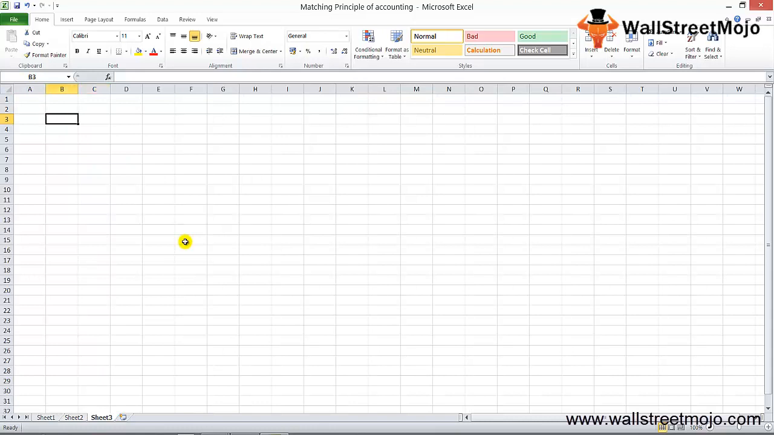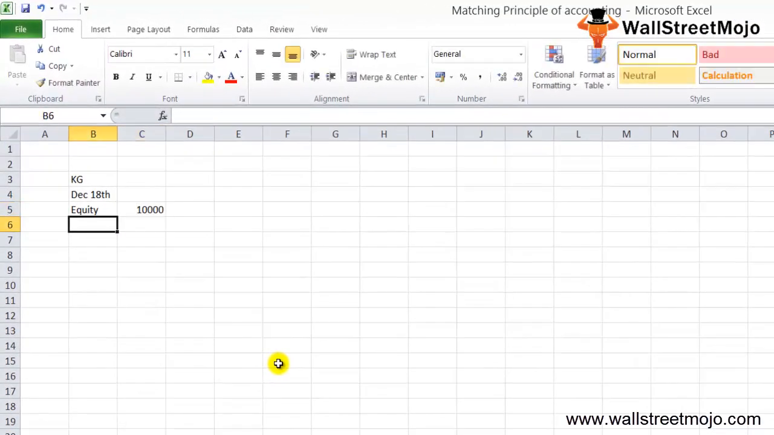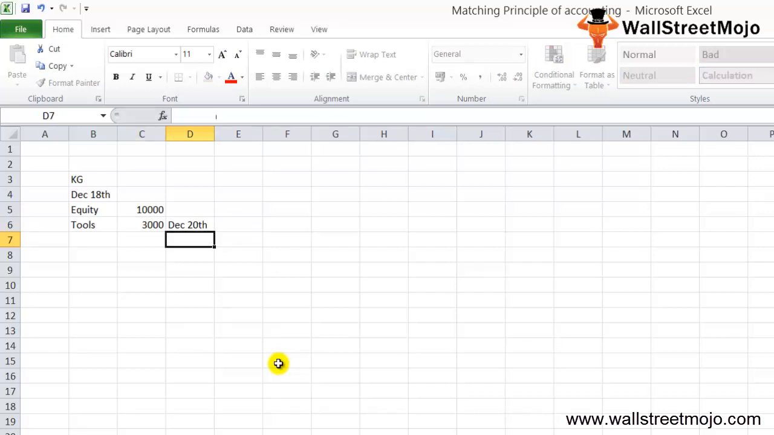Now let's understand the matching principle of accounting with a comprehensive example. Consider there's a company called Pccy. They started a window washing service business on December 18th, let's say, by investing their own equity, so we can see the equity is around $10,000. He has bought tools required for the business worth $3,000 on December 20th.